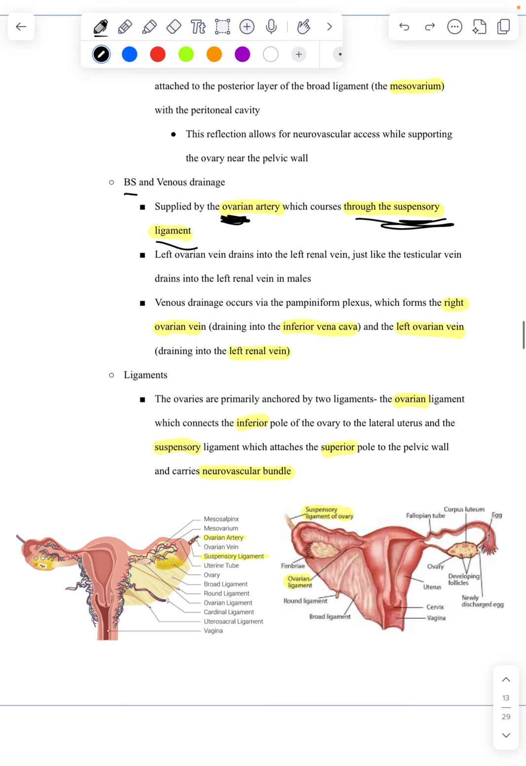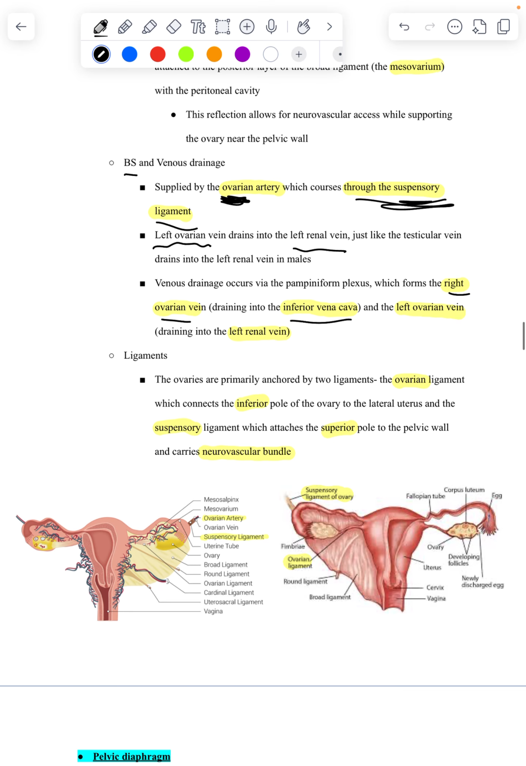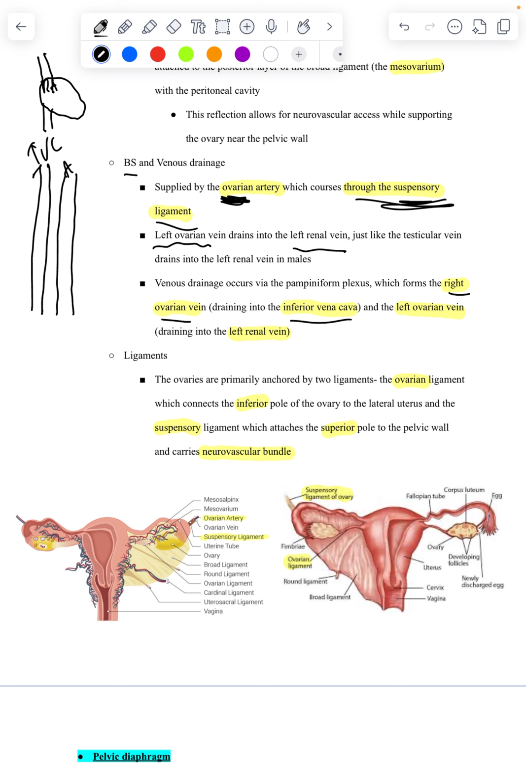For drainage, the left ovarian vein will drain into your left renal vein, just like the testicular vein, and then your right will drain into the inferior vena cava. I talked about this in the lab video, but if you think about the way the body is, your abdominal aorta goes down in the middle, but your vena cava is more to the right side, which makes sense because if you think about the heart, your vena cava is here on the right atrium and right ventricle side. So if this is the middle part of your body, your IVC is more to the right.